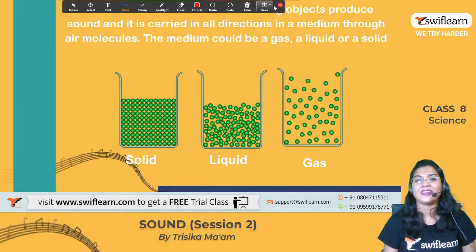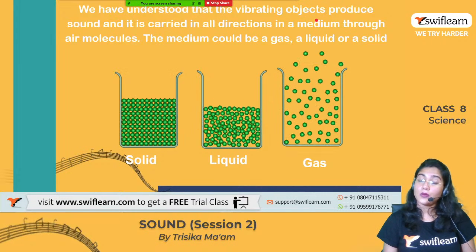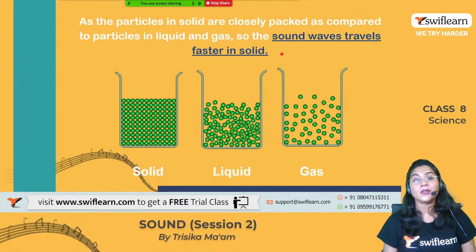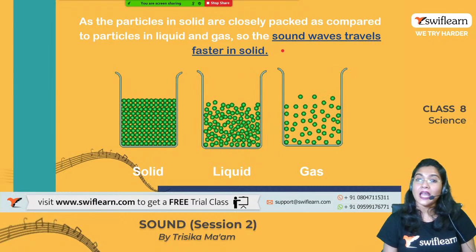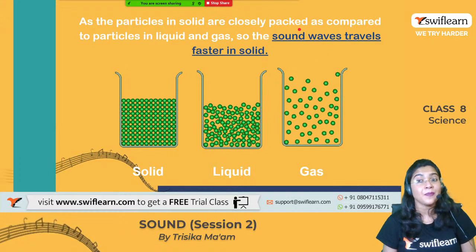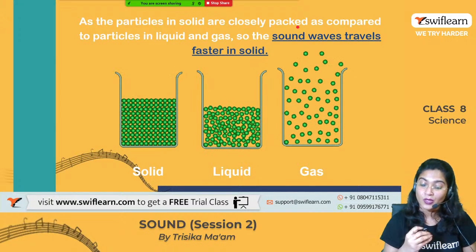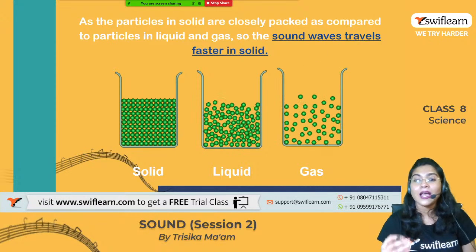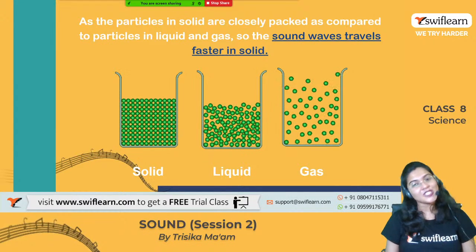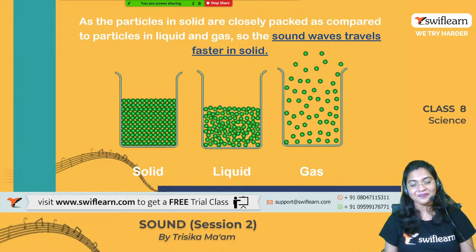Exactly. So over here we can conclude that vibrating objects produce sound, and it is carried in all directions in a medium through the air molecules, and the medium could be solid, liquid or gas. In case of the solid, the molecules are very closely packed as compared to the liquid or gas, so the sound travels faster in solid, a little bit slower in liquid, and much slower in gas. Up to this much clear how the sound is traveling through all the different mediums? Yes, clear?